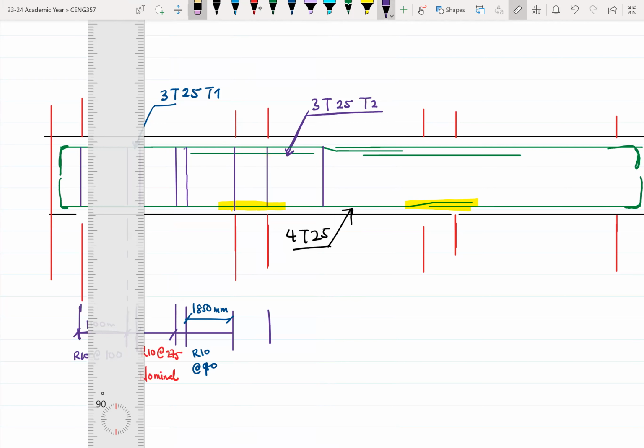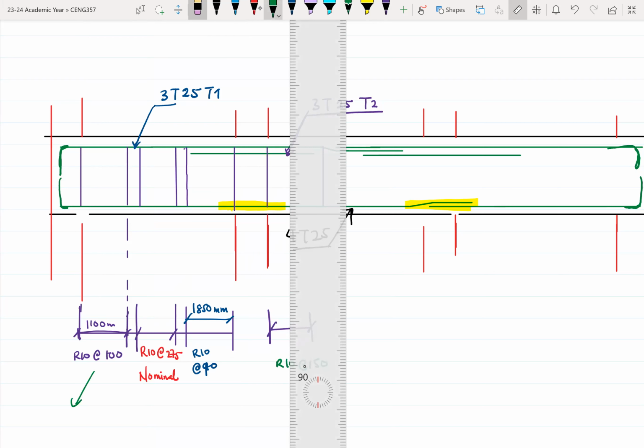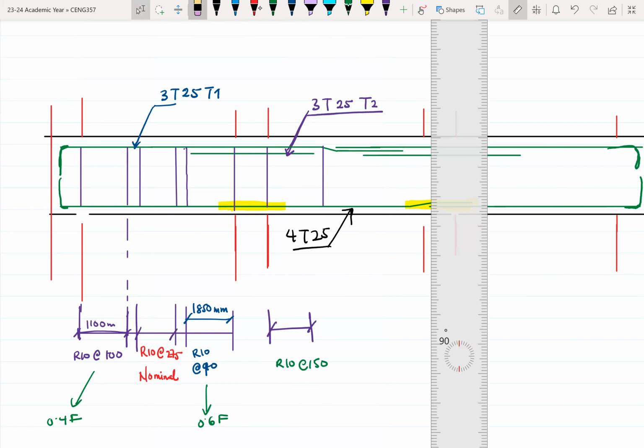So there's another one that starts this way. This one here can be, let's say, the R10 at 150. This here is for the 0.4 F. This here is for the 0.6 F. And this here is for the 0.55 F. There's some extra information here.